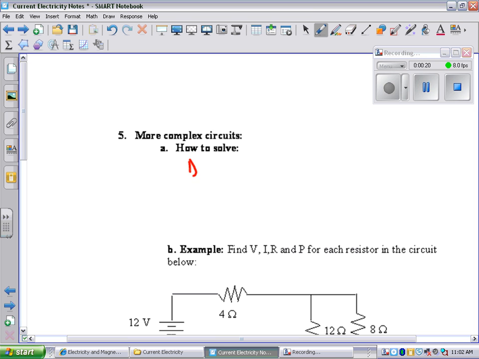So step one is going to be to find R total. We're going to have to use both the series rules where the R's add and the parallel rule with the reciprocals to find the total resistance. Then we're usually going to find I total. We're going to do that by using V equals IR. And then we have to go back to our basics. Our basic rules are the loop rule and the junction rule.